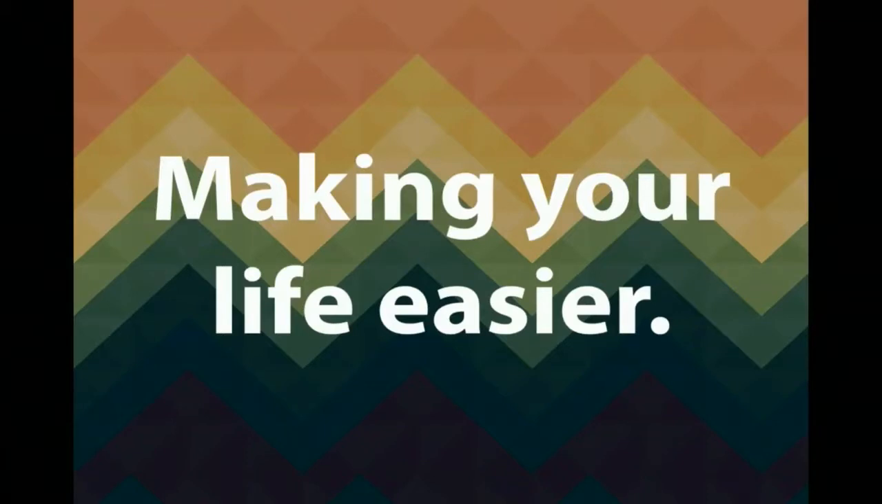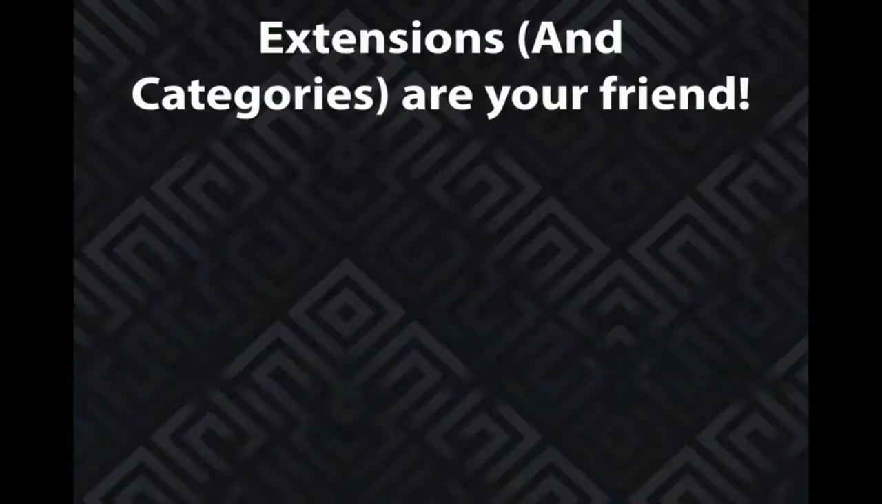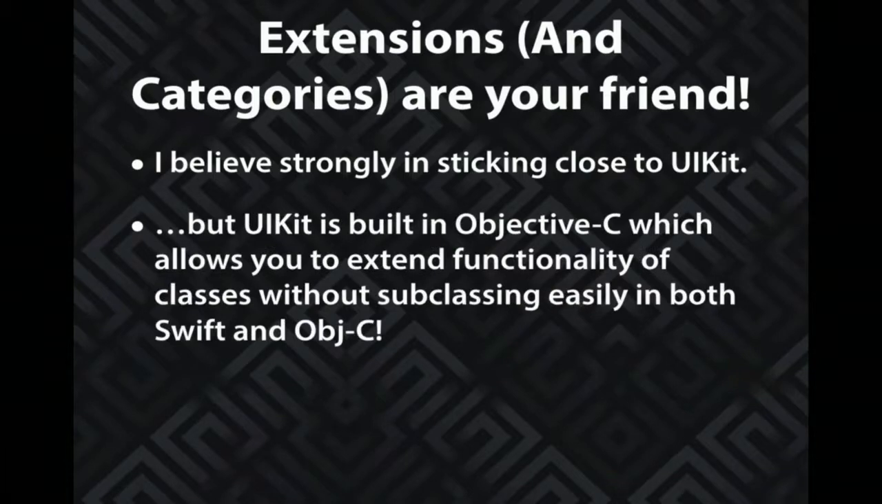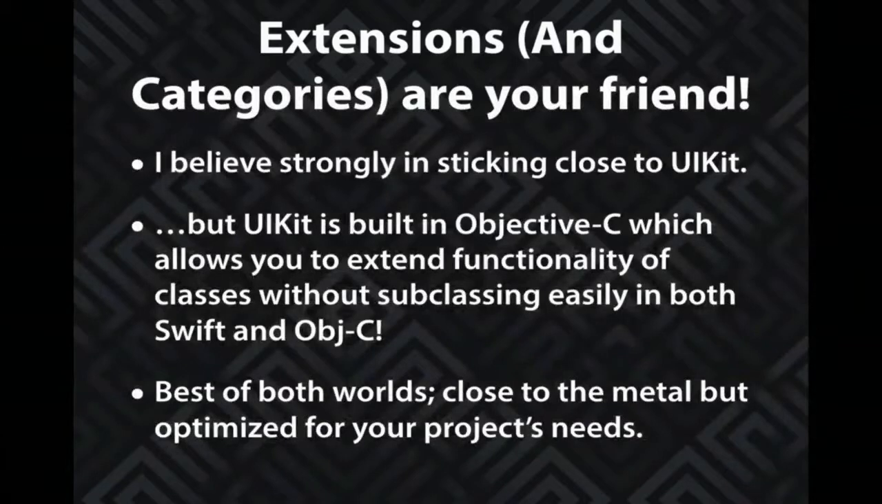Next up is making your life easier. There are a few things you can do to make programmatic layout easier day to day. The first one is, of course, extensions. Now, earlier in this talk, you heard that I like sticking closely to UIKit. However, remember, UIKit is built on Objective-C, which allows you to extend the functionality of classes without subclassing, easily, in both Swift and Objective-C. This isn't like method swizzling. This is something that Apple encourages you to do, and is a very, very good design pattern. What I like about this is that it's kind of the best of both worlds. It allows you to stick close to the metal, but also slightly optimize based on your project's needs. So let me do a few examples of stuff I like to do.